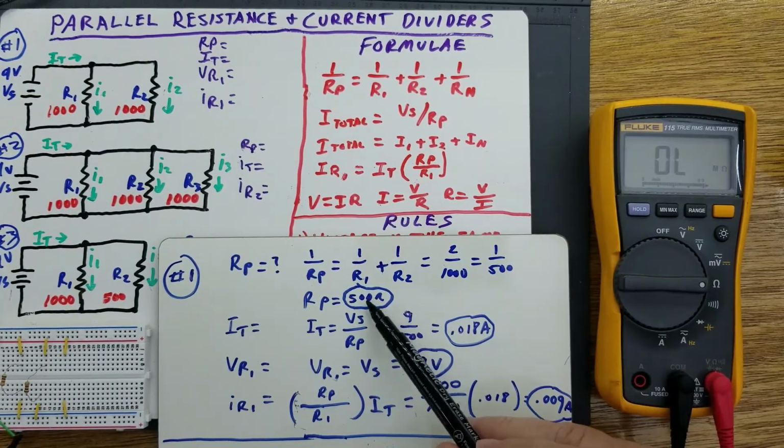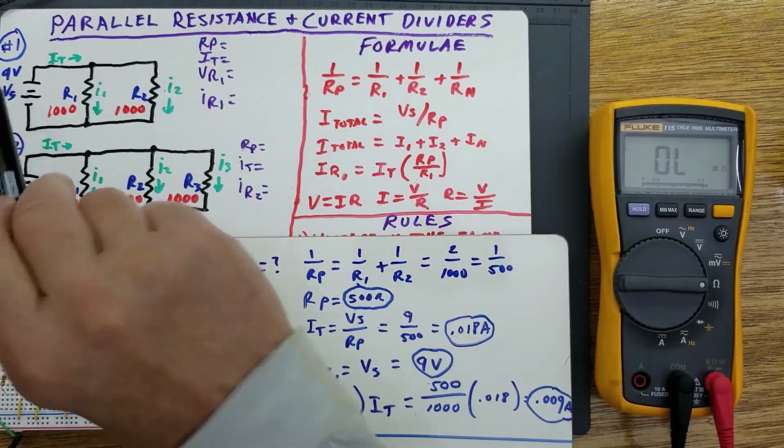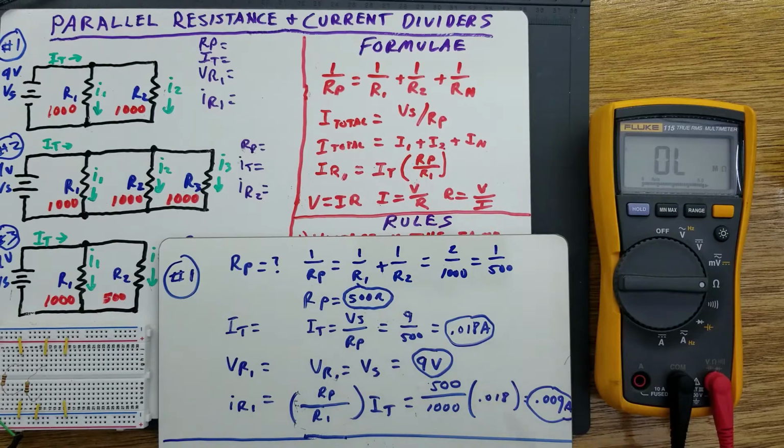Now, if you wanted to find the total current through this, it's simply going to be the voltage divided by the equivalent resistance per Ohm's law. So in this case, you would have V source, which is 9 volts, divided by your parallel resistance, which is 500 ohms. 9 divided by 500 gives you a total current of 0.018 amps.